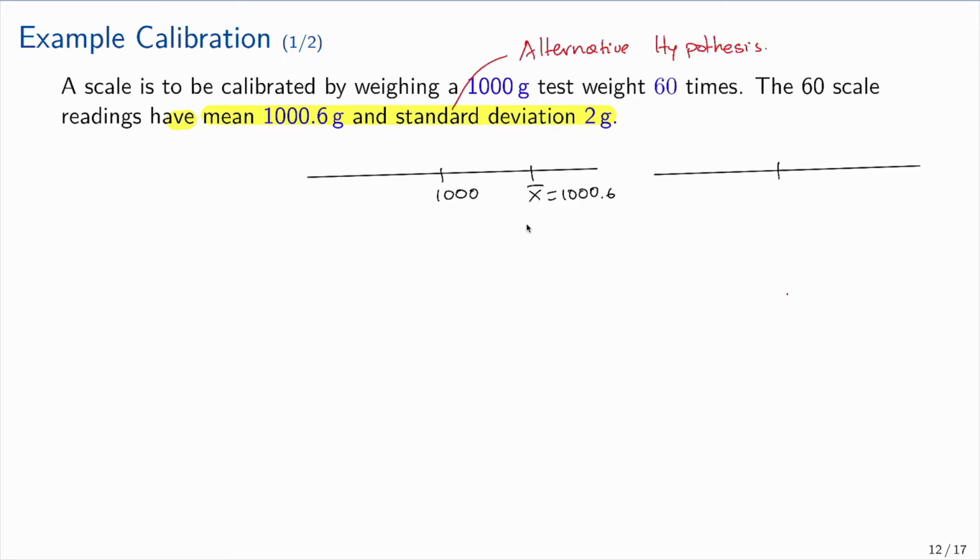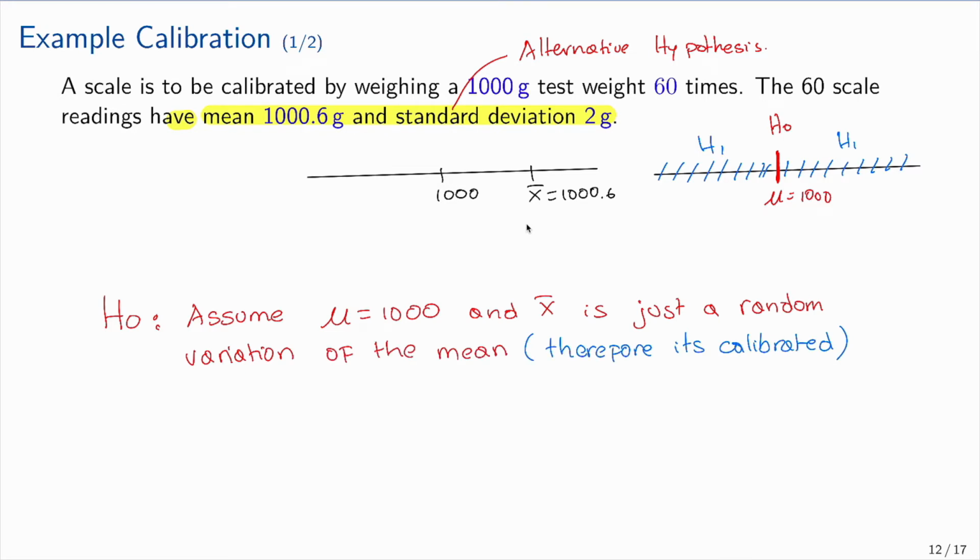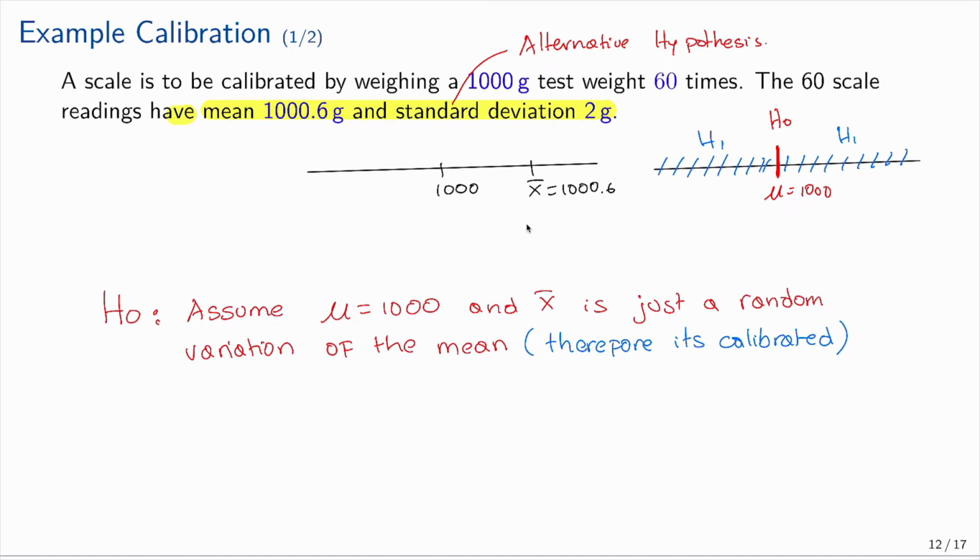We are going to assume that the population mean is 1000, and the null hypothesis is that it is calibrated. So the null hypothesis will be just this value, the H0. The alternative hypothesis is not calibrated. It will be around those two regions. So this is H1 and this is H1. Now, H0 assumes that 1000 is the mean and X is just a random variation of the mean. So therefore it is calibrated. So we need to start to compute the C value for X.